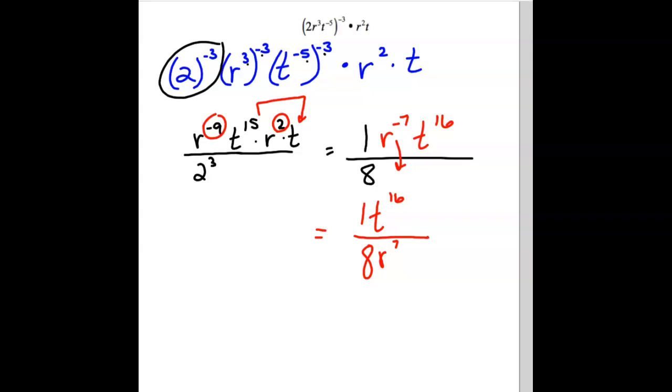All right, so once again, just make sure that you are combining those rules in order to simplify as completely as you possibly can any of these expressions.